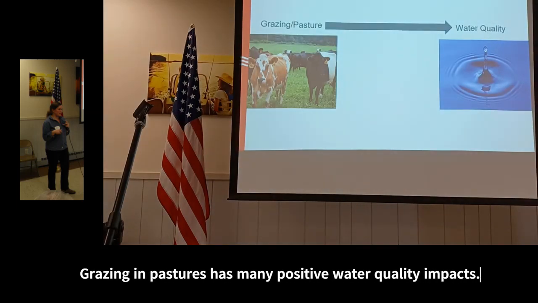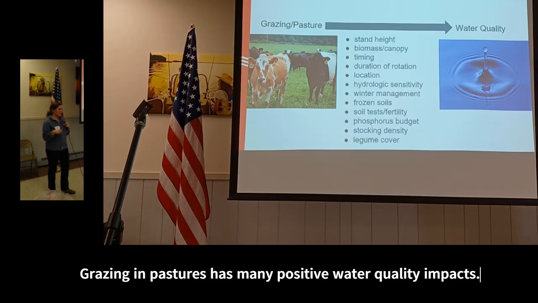So now that we've talked a little bit about how water quality research is done, especially from an agriculture standpoint, now we'll switch gears and talk about the relationship between grazing and pasture systems and water quality. Grazing and pasture systems can have a lot of protective benefits for water quality, but this relationship is not automatic. There's a lot of mediating factors like stand type, biomass, timing, duration of rotation. And don't get super overwhelmed by that list. We'll be going through most of those today.